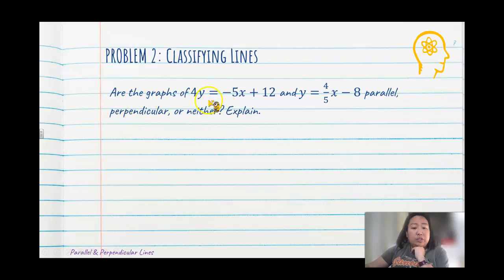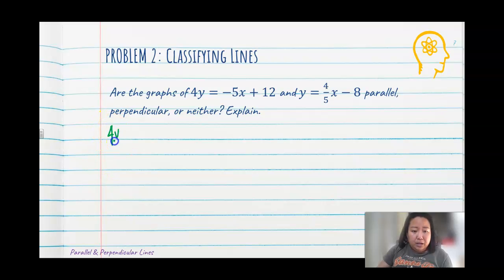So if you're going to take a look, 4y is equal to -5x plus 12. That's one line. And the other line is y equals 4/5x minus 8. Is it parallel, perpendicular, or neither? Okay. Now remember, we need to compare the slopes. Okay. So let's have the first one.